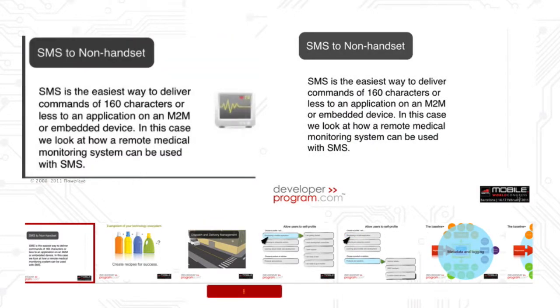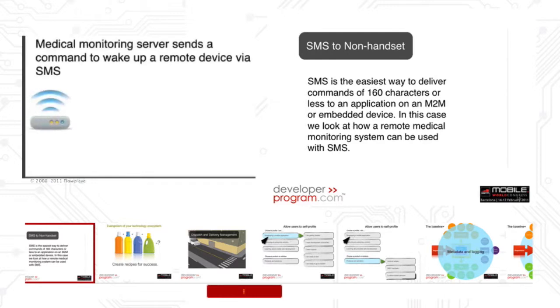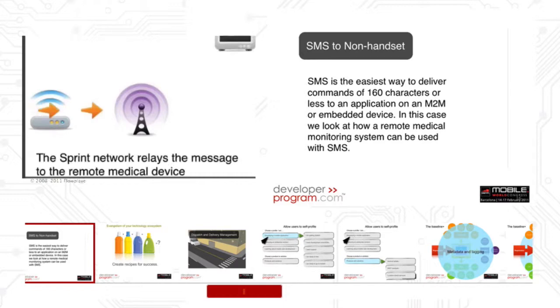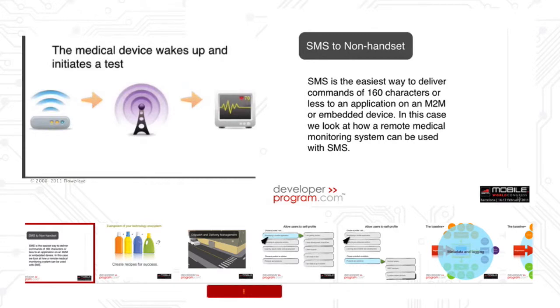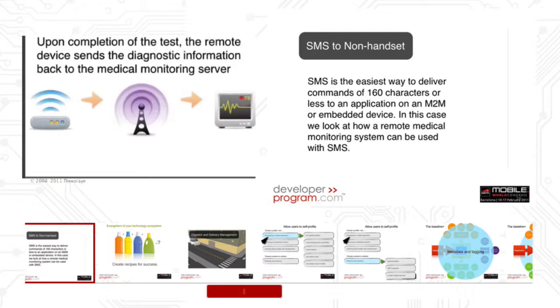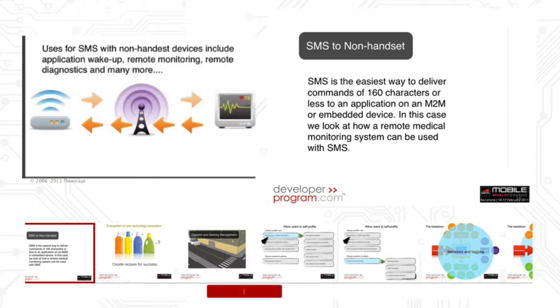SMS is the easiest way to deliver commands of 160 characters or less to an application on an M2M or embedded device. In this case, we look at how a medical monitoring device can be used with SMS. A medical monitoring server sends a command to wake up a remote device via SMS. The Sprint network relays the message to the remote medical device. The medical device wakes up and initiates a test. Upon completion of the test, the remote device sends the diagnostic information back to the medical monitoring server. Uses for SMS with non-handset devices include application wake-up, remote monitoring, remote diagnostics, and many more.